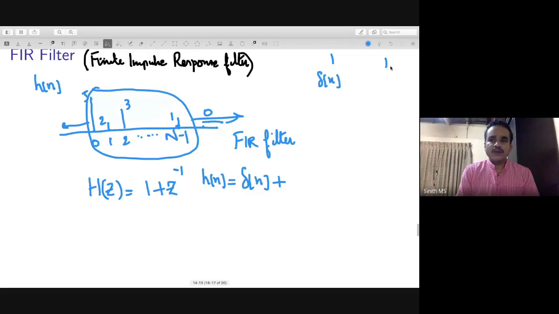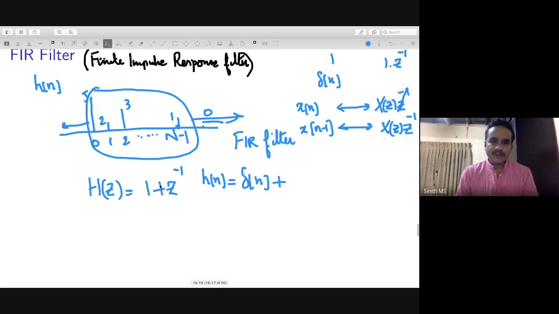You know that X(z) times z inverse has an inverse transform. If X(z) has inverse transform x[n], then the inverse Z transform of X(z) z inverse will be x[n minus 1]. A delay is converted to z raised to the delay. So h[n] will be delta[n] plus delta[n minus 1].